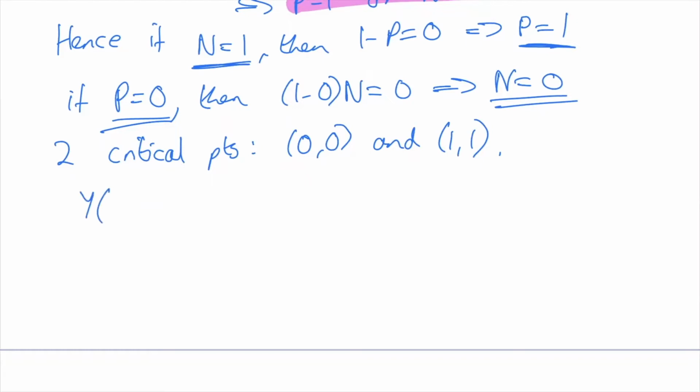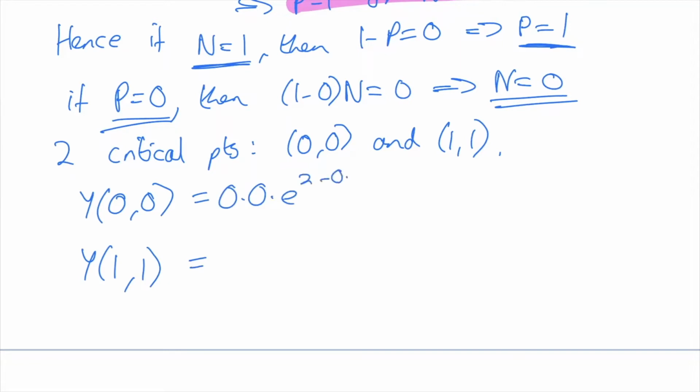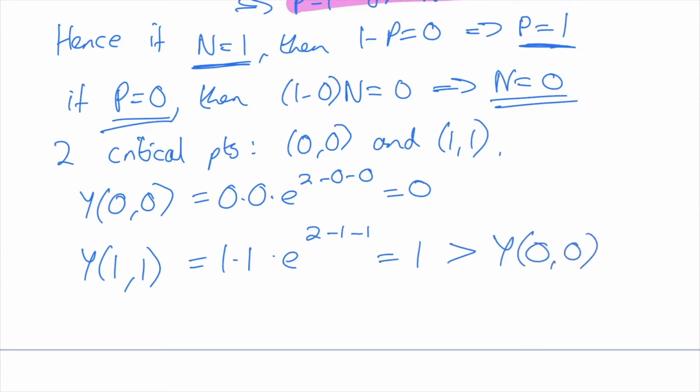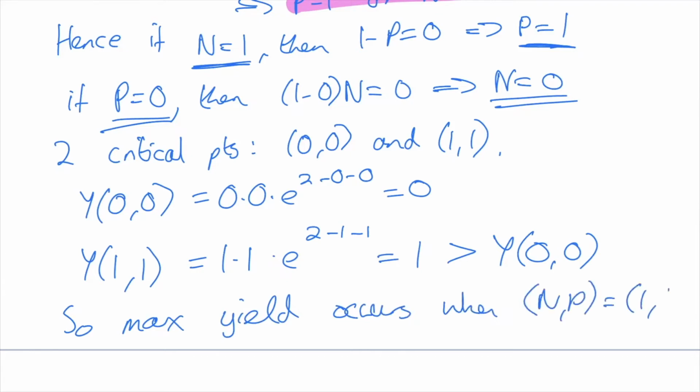Okay, so let's substitute these values back into our yield function, 1, 1, and 0, 0 here. Here we're going to have 0 times 0 times e to the 2 minus 0 minus 0, which is just going to equal 0. Here we're going to have 1 times 1 times e to the 2 minus 1 minus 1, which is going to equal 1. And so we see here that this is greater than y(0, 0). So our max yield occurs when n, p is equal to 1, 1.